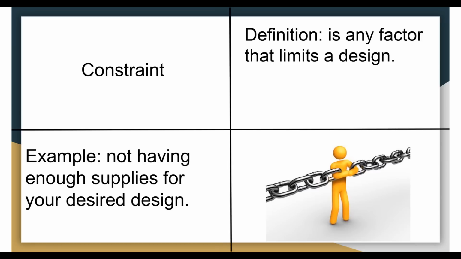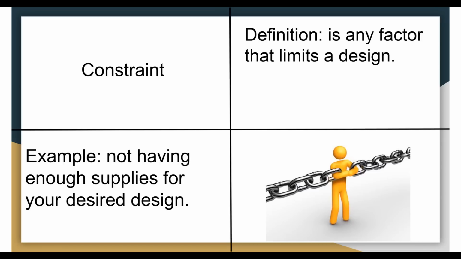The example I have is not having enough supplies for your desired design. You could have this really cool design and it probably could work, but maybe you don't have enough supplies. For example, I know when they were building the new Viking Stadium, it required so many materials. It was really hard for anyone else to build anything, or it was really expensive, because there was a constraint in that there weren't many supplies available. And that's the case for a lot of things.